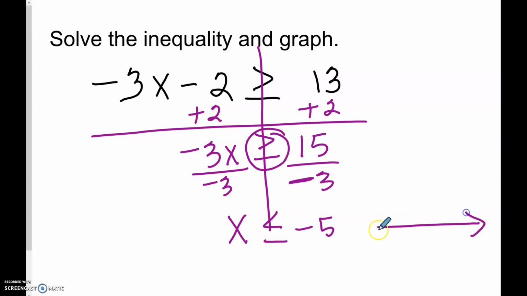When I graph here, and you look at -5, we have that equal to sign underneath, and when you have that equal to sign, that means we're going to shade it in. And this says any number less than. Less than goes to the left, so we're going to shade to the left.